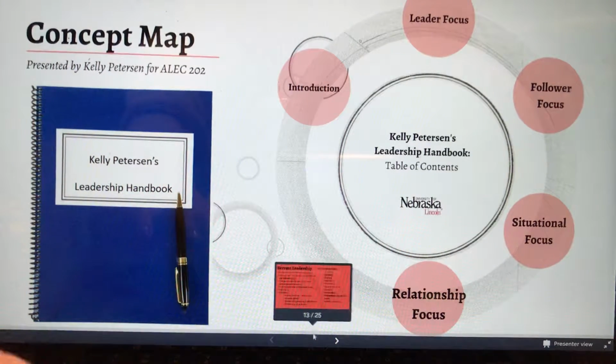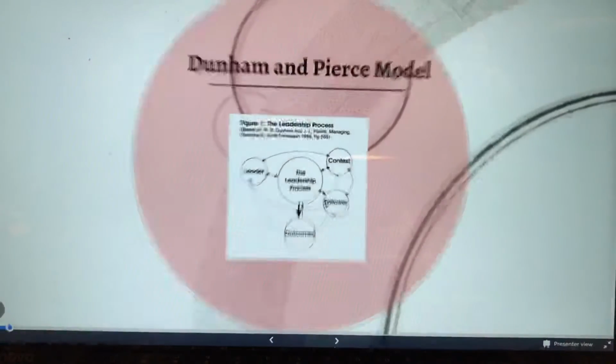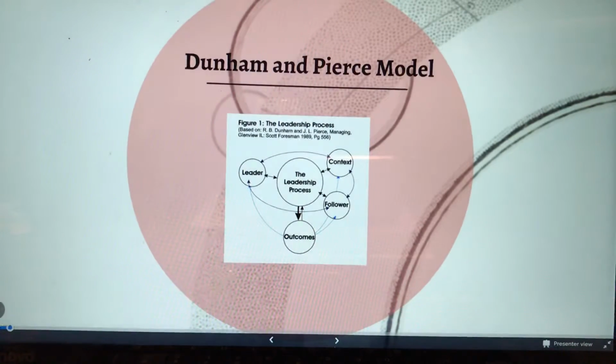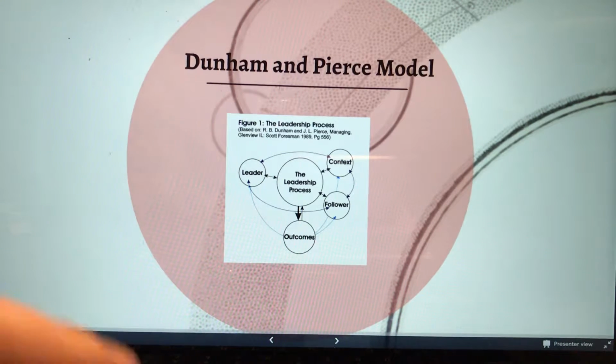The Dunham and Pierce model is one that looks at the leadership process in relation to the leader, the follower, the context, the process of each individual theory, as well as their outcomes. In my handbook, each section addresses the leader, the follower, or the context in some way. With each chapter or theory within these sections, I outline the process as well as the outcomes of each individual theory.